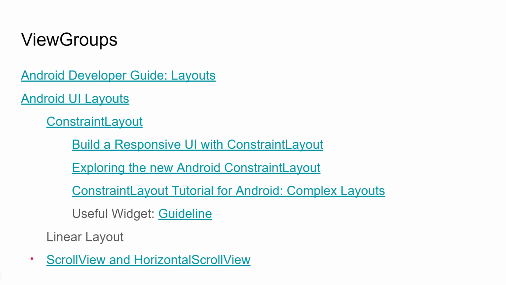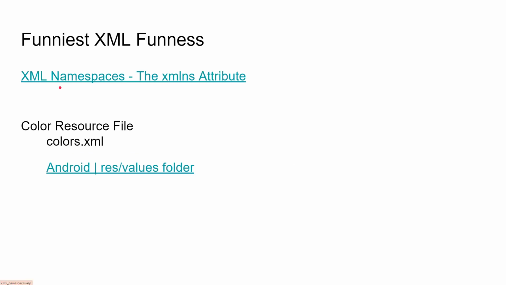Before attempting the last 3 layouts, read about scroll views and horizontal scroll views. We'll also be talking about namespaces. Read this article for more details. We'll also look at the third XML resource file. You can review all 3 of them at this link.